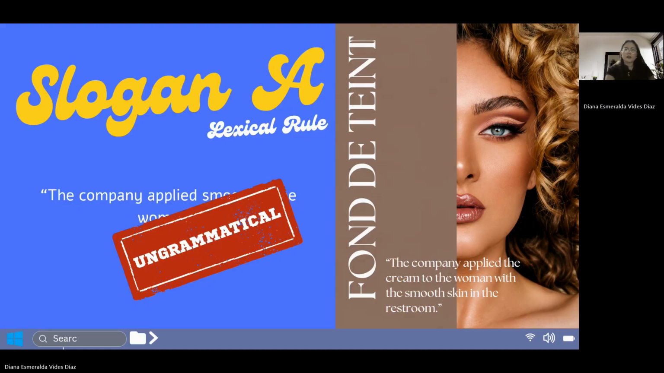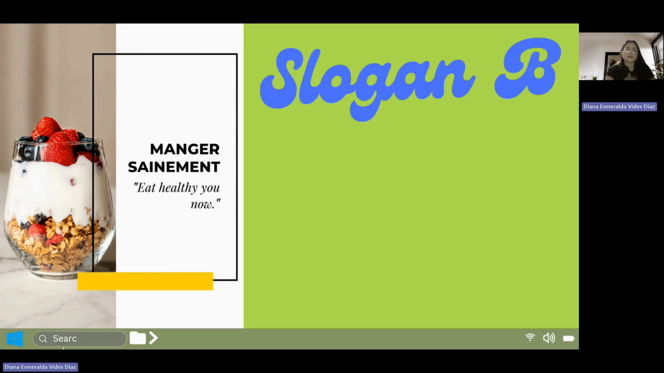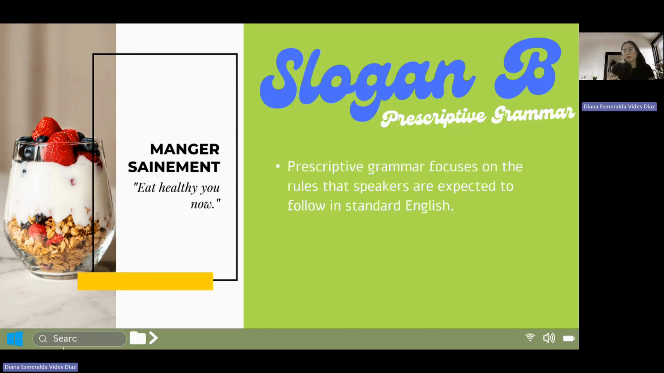So let's take a look at the next slogan, and it says, "Eat healthy, you know." Well, the second slogan is ungrammatical from a traditional or prescriptive grammar perspective. Why? Let's explain what prescriptive grammar is first. Prescriptive grammar focuses on the rules that speakers are expected to follow in standard English. This slogan violates normal English order because the elements are not organized according to standard phrase structure rules.